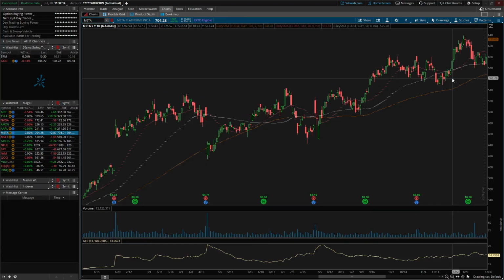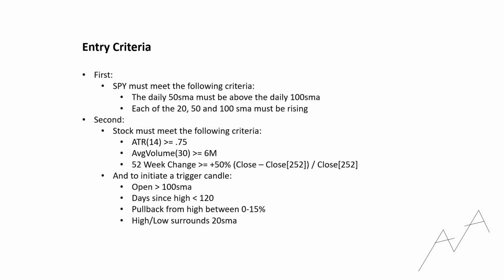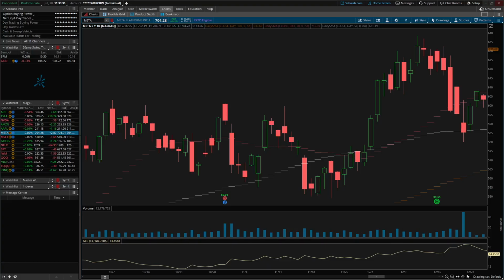It ended up being the 2nd of December, right? So let's zoom in on this area. Remember, what we're looking for in a trigger candle is all of these things, and we want to check that against what we're seeing here on the chart. The trigger candle is right here, and then the entry candle is here.